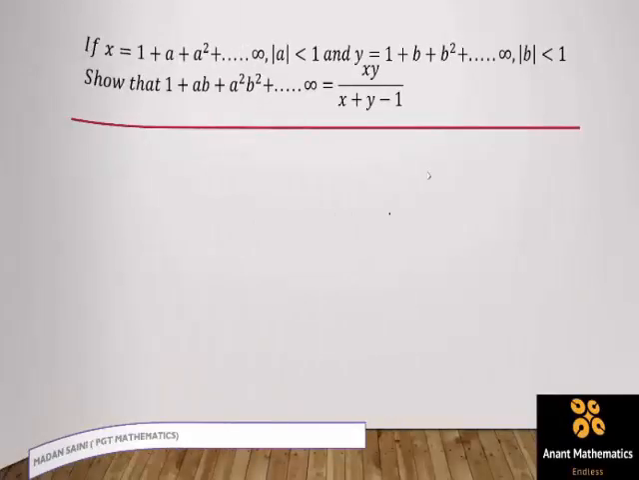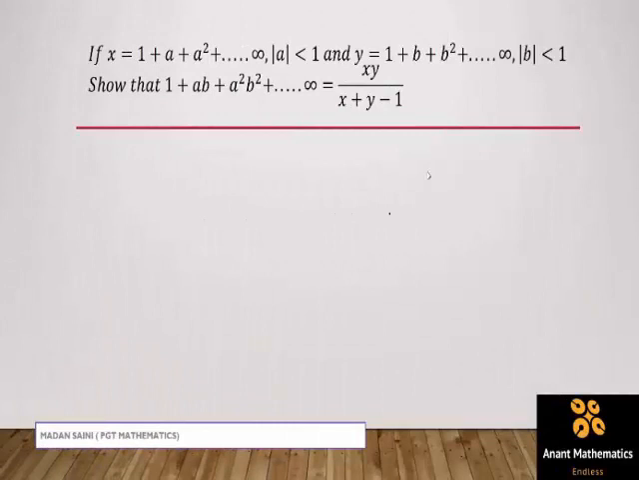So we are done. In the next question, we have x is equal to 1 plus a plus a square till infinity, provided modulus value of a is less than 1, and y is equal to 1 plus b plus b square and so on till infinity, modulus value of b is less than 1. Here you can see both x and y are infinite GPs with the first term 1 and the common ratio a and b respectively, with the condition on a and b. So we are able to find out the values of x and y using the sum of infinitely many terms of a GP. So x will be equal to 1 upon 1 minus a and y is equal to 1 upon 1 minus b.